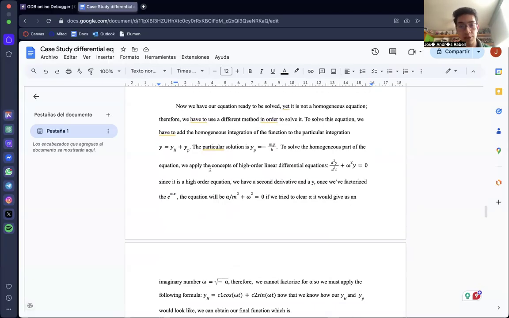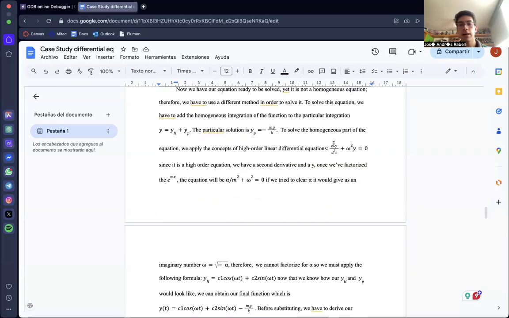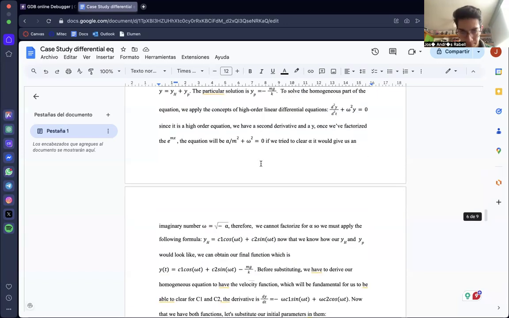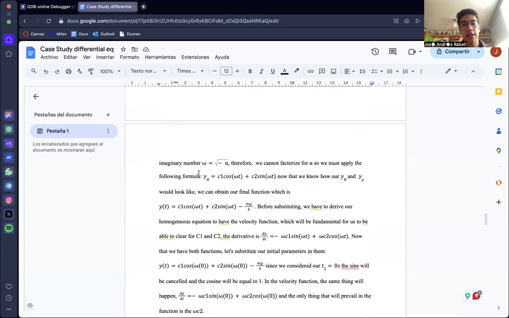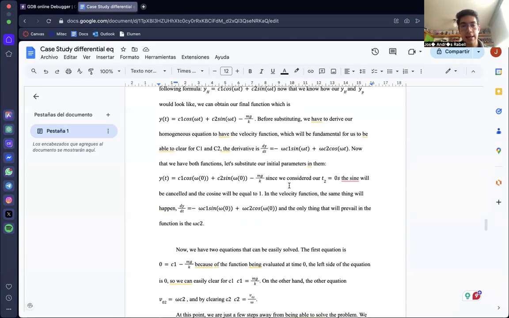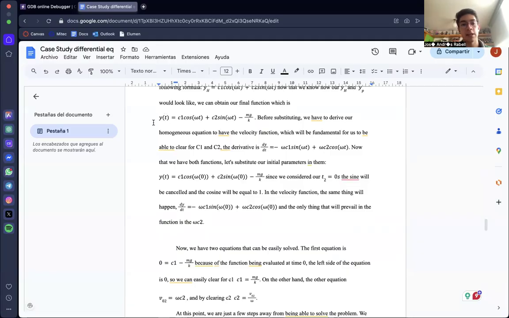However, it is not a homogeneous equation, so we have to find the particular solution and the homogeneous solution. The particular solution is this one, minus mg over k. It is a second order linear differential equation, so we do what we learned in class. The second derivative is alpha squared in this case, and the angular speed squared stays the same. Now, we know that our root would be negative, so we use this formula. And now this is the final formula for the position in this case.